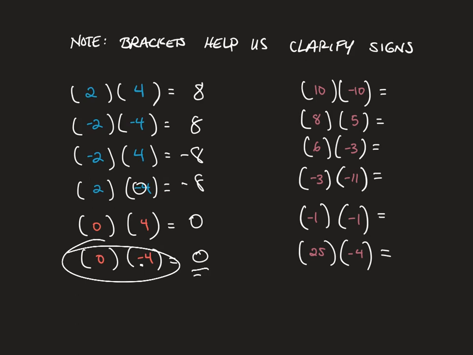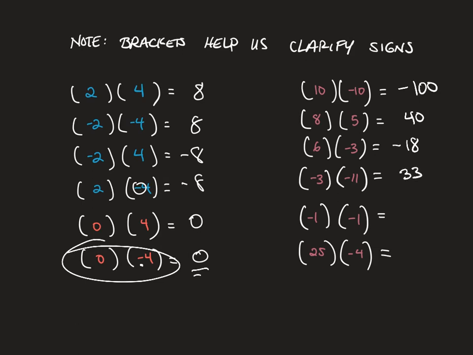Let's take a look at that next line. I've got a positive times a negative, so I know my result is going to be negative. 10 times 10, 100. So I've got negative 100. Here I have a positive times a positive. I know my result is going to be positive, and 8 times 5 is 40. I've got 6 times negative 3. I know my result is going to be negative. 6 times 3 is 18, so my result is negative 18. Negative 3 times negative 11. I've got two negatives. Those are going to cancel each other out, so I have a positive result. 3 times 11 is 33.